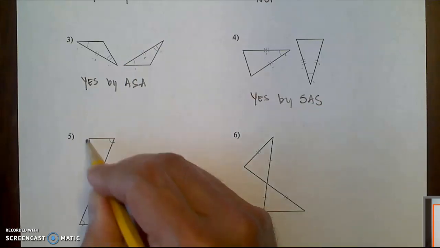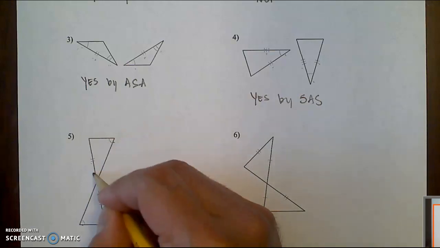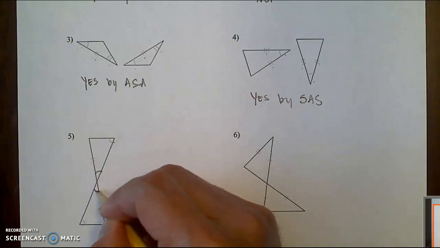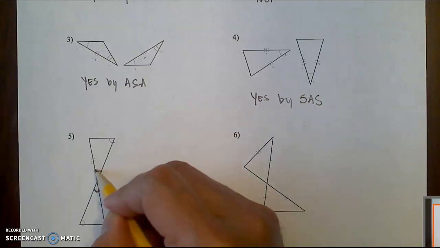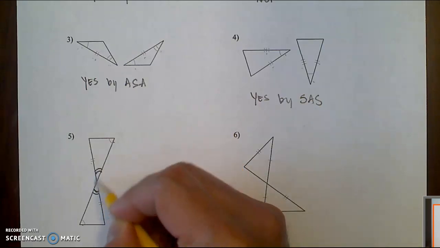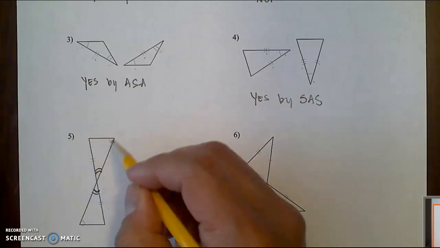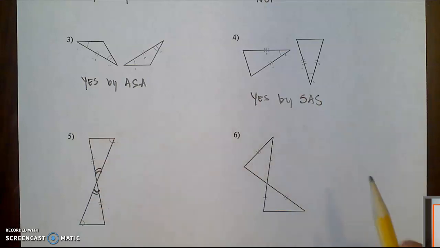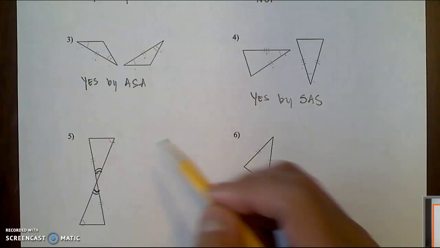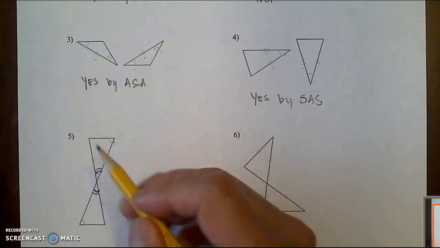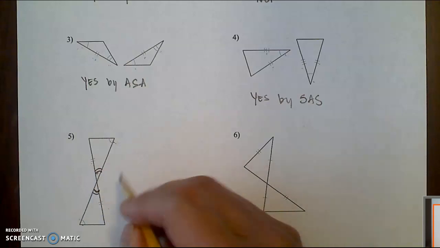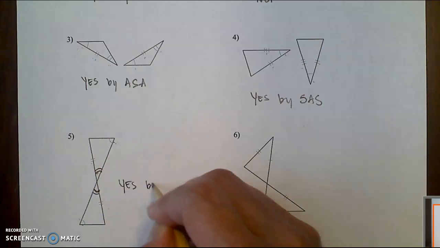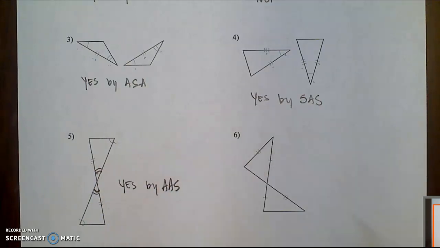But because we have this big old X, we know that vertical angles could be something that we could use, and we're going to use it. So I'm going to mark up these 2 angles in here as being congruent. They are vertical angles because they make a big old X. Angles that are across from each other are congruent. So with that marking, I have angle, angle, side. Angle, angle, side. So we're going to say yes by the AAS postulate.